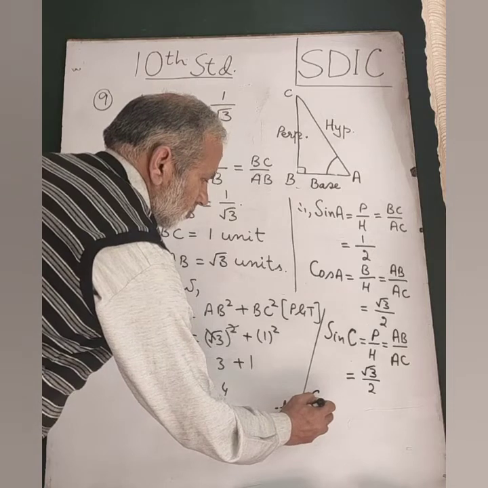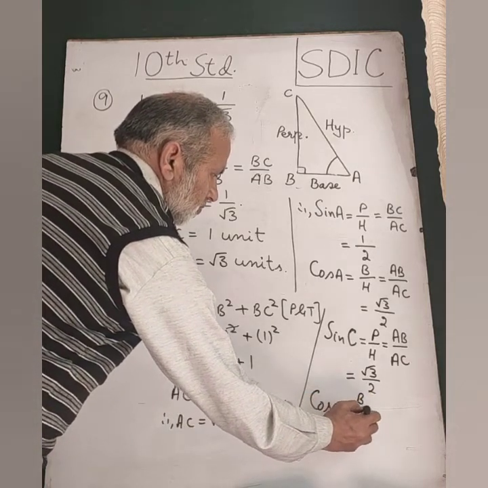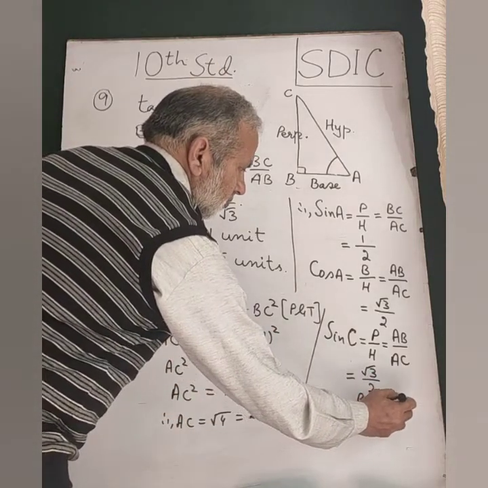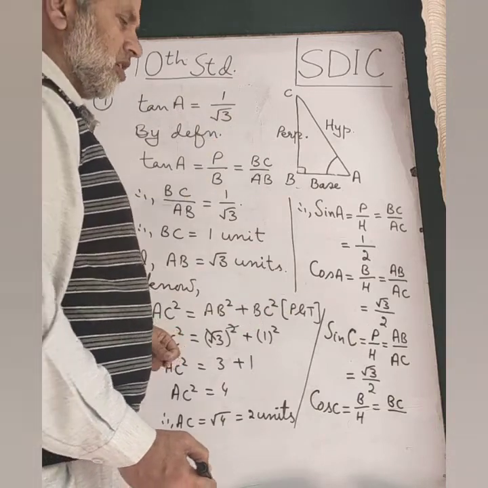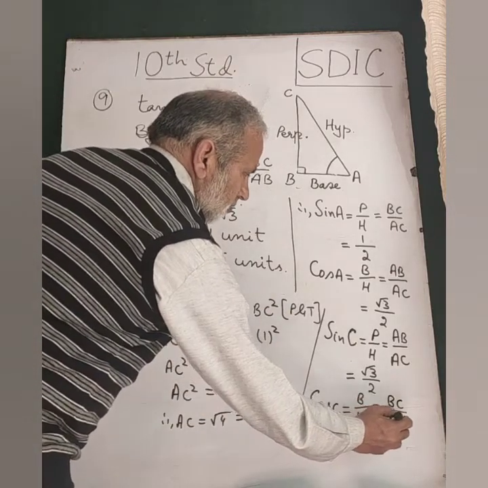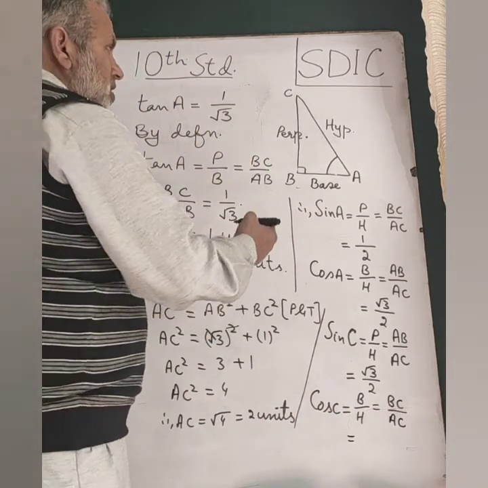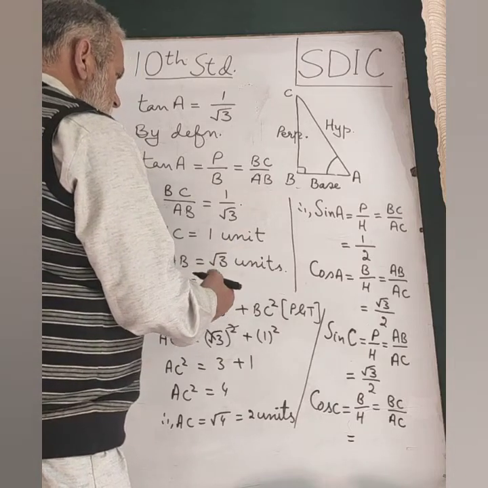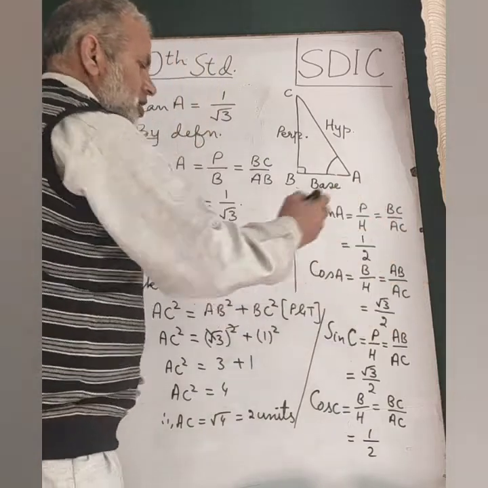Then cos C, base by hypotenuse. Base is now BC. Earlier BC was perpendicular, now it is base, by AC. Use values. BC is 1, AC is 2. So cos C is 1 by 2.